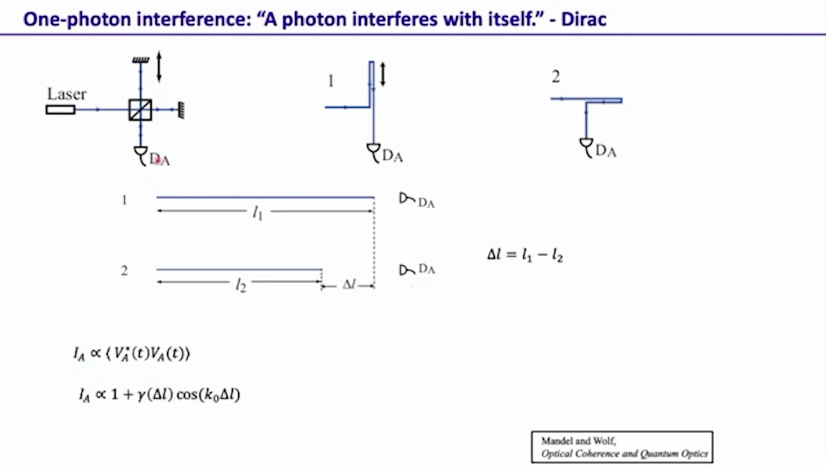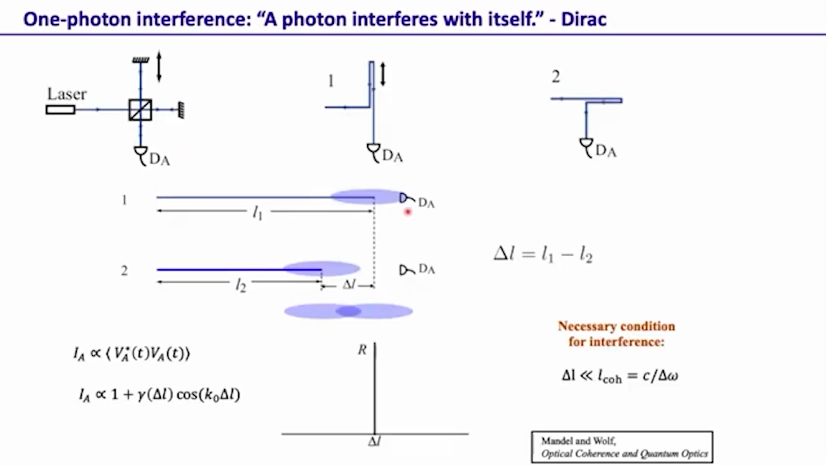And we have seen that the intensity of the detector can be written as 1 plus gamma, a coherence function, of delta L, and cosine k naught delta L. So if we change delta L, we see interference. Again, that interference goes away within the width of this coherence function. So the necessary condition for coherence here is delta L has to be less than L coherence, that is the coherence length of the field.